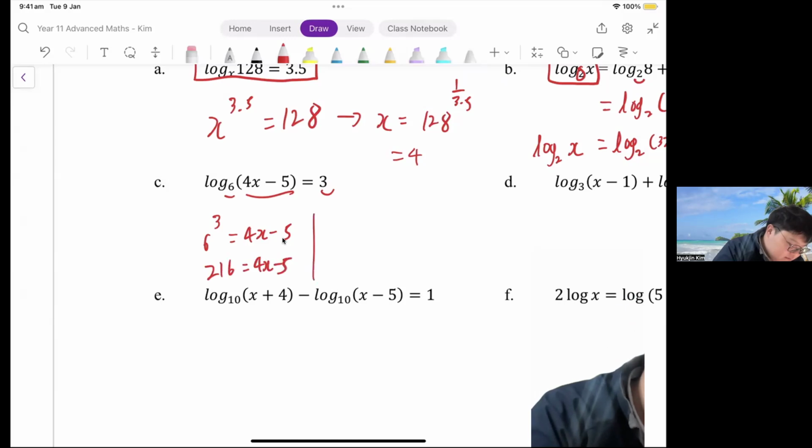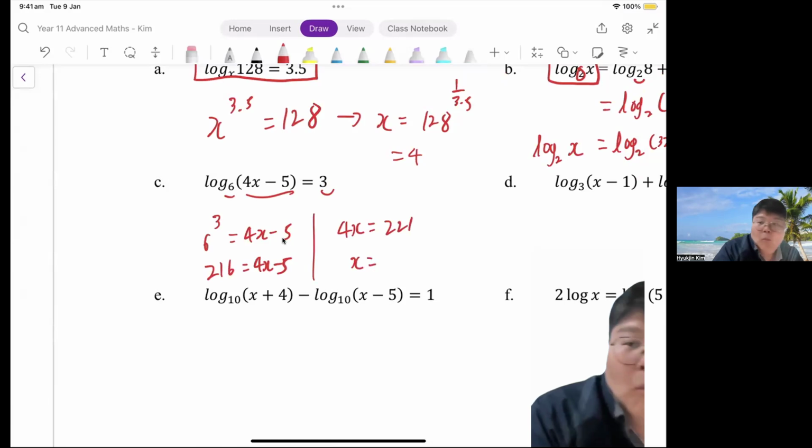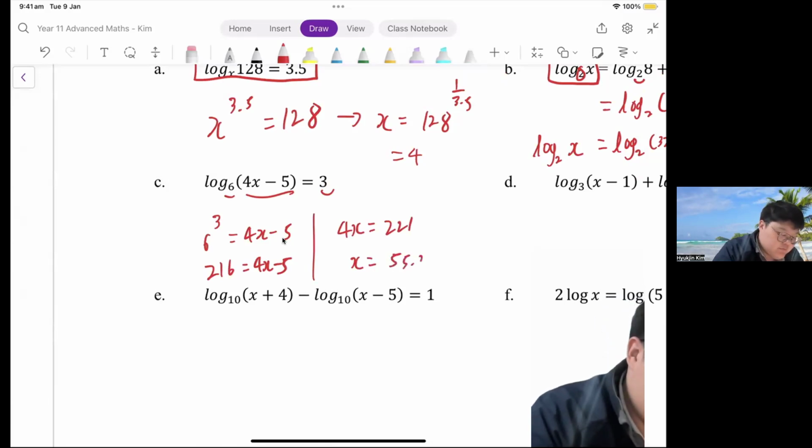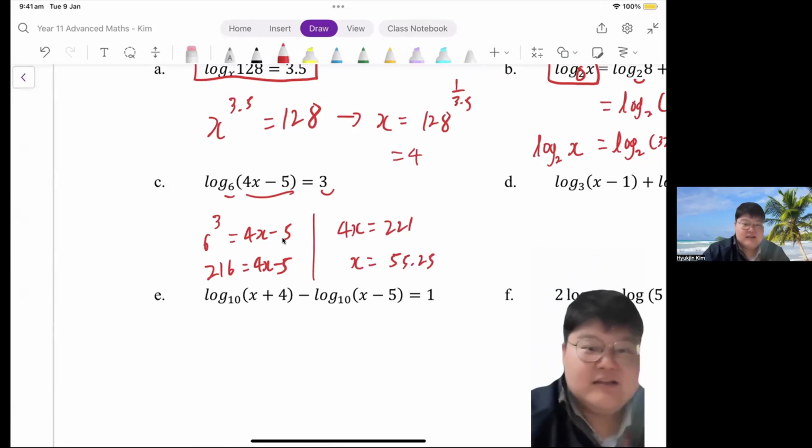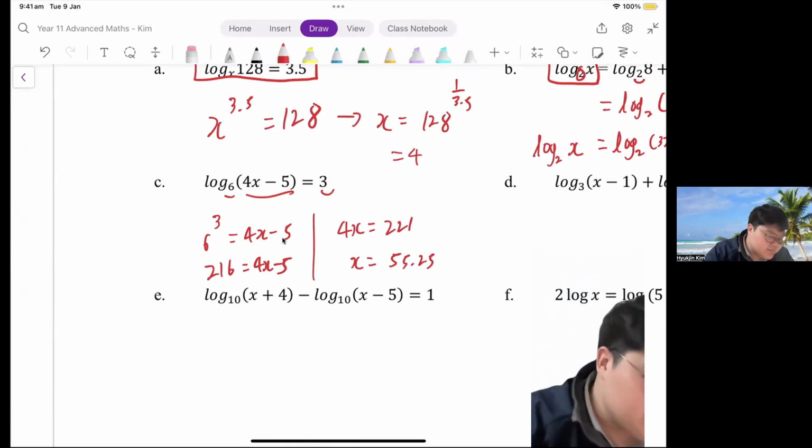So that means 4x equals 221, x equals 55.25, something like that. I don't know. Do I care about the answer? No, not yet. As long as you guys get the procedure, that's all I care about. Okay?